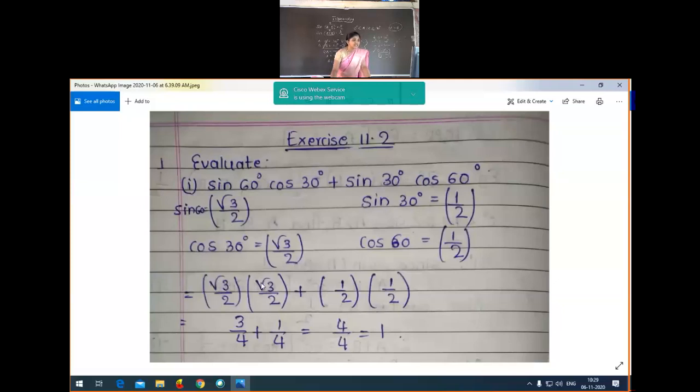Now cos 30. Cos 30 is also root 3 by 2. Substitute cos 30 as root 3 by 2. Plus as it is. Sin 30 is 1 by 2, cos 60 is 1 by 2. So this is the substitution step. I think no doubts.